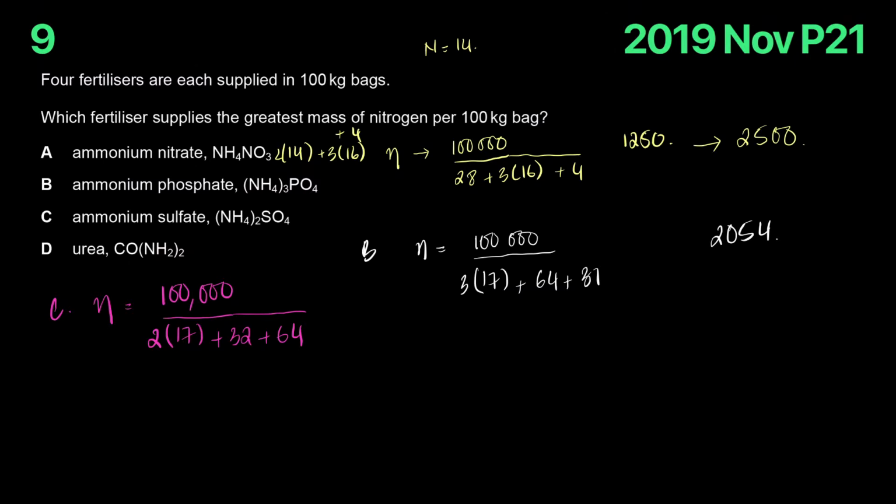And this time around, 2 times 17 plus 32 plus 64. 130, divided by 130, 769. And how many nitrogens do we have? We have 2, so multiply this by 2. 15. C is 15. 38. Shocker.